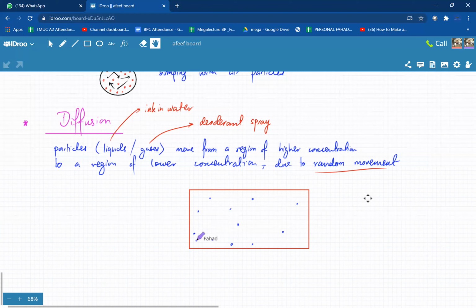For example, this particle over here is not colliding with anything, so it's not going to hit anything apart from the walls of the container. It's going to bump into this wall. It's like billiard balls.